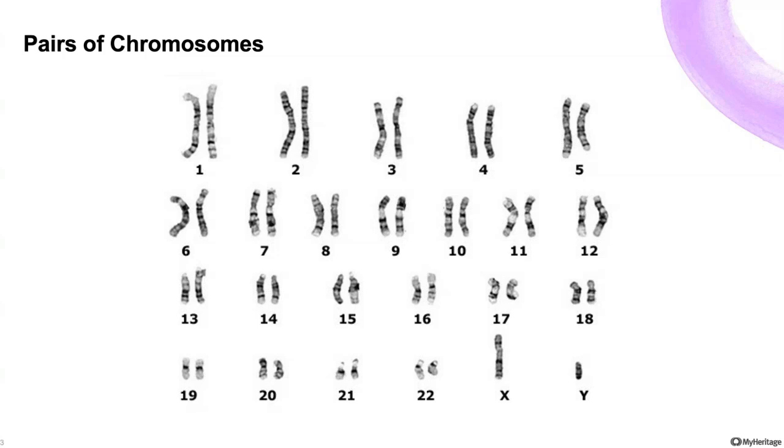And as you can see, they are pairs. And the reason that they are pairs is because we inherit each one from a different parent, okay? And we'll talk about that in a second. So these are the chromosomes. Now, another term to know or to be familiar with is what we call a SNP.